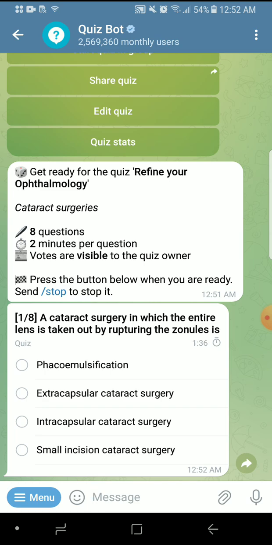That is, you take out the entire lens along with the capsule, the zonules are broken, and then it can be taken out. In extracapsular, the posterior capsule is left behind. So phacoemulsification, ECCE, SICS are extracapsular cataract surgeries. ICCE is the answer.